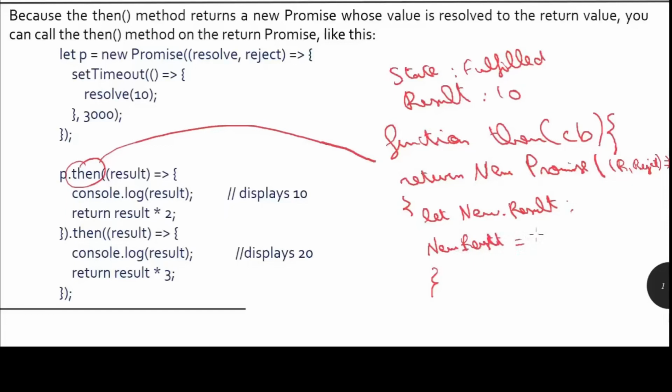Okay, and then I'm gonna say new result is equal to, and then I'm gonna call your callback, this one right here. I'm gonna call your callback and provide it with the current result, which is this.result, which is this one, 10. So I'm passing 10 to your callback and I called it, and your callback returns something. So it returns result multiplied by 2. So it should be 20. Okay, what I'm gonna do, I'm gonna resolve to the new result.